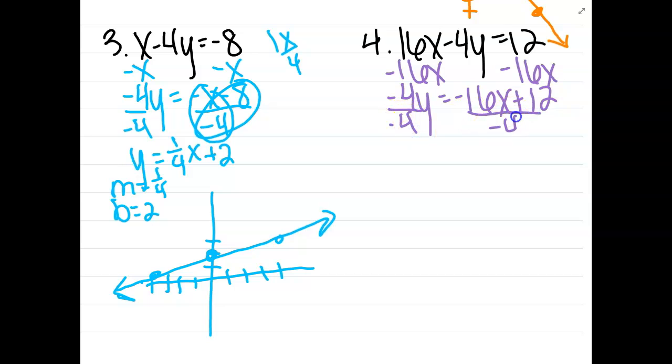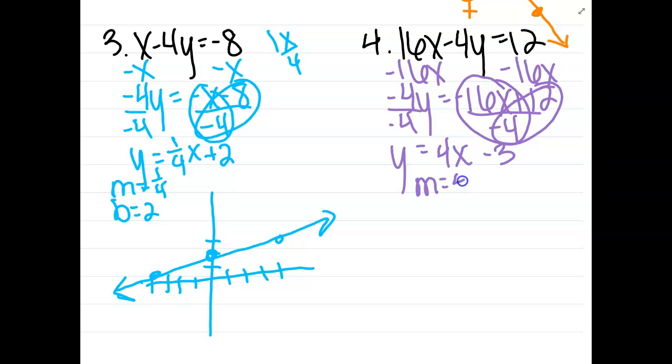Divide everything by negative 4. We should end up with y equals negative 16 over a negative 4 would give me a positive 4x. And then 12 over negative 4 would give me a minus 3.